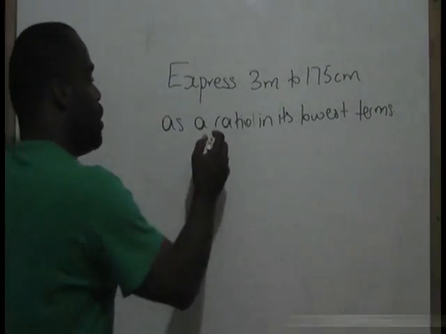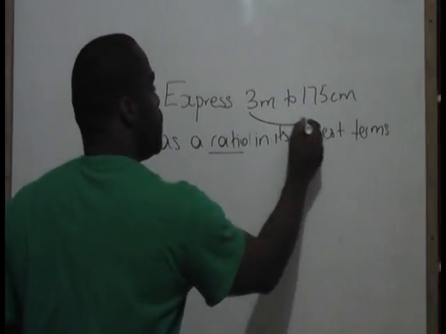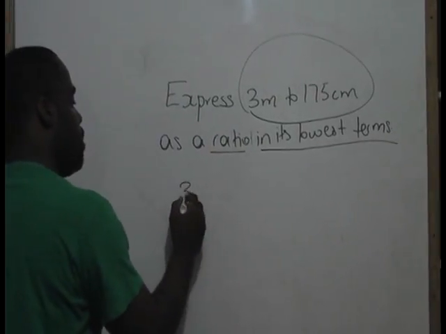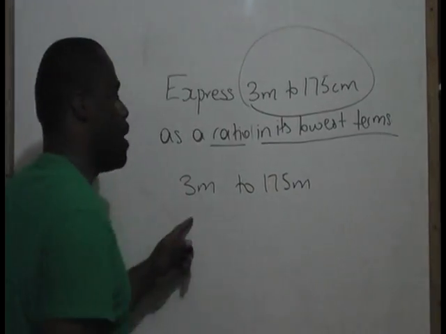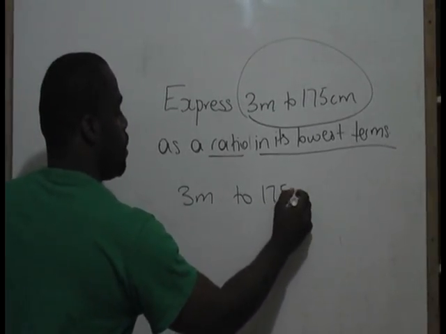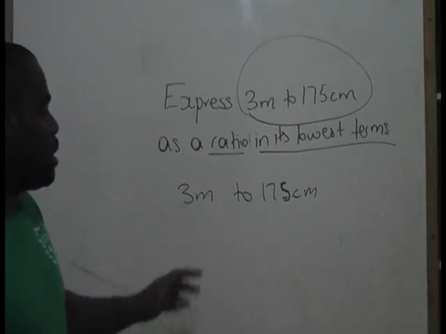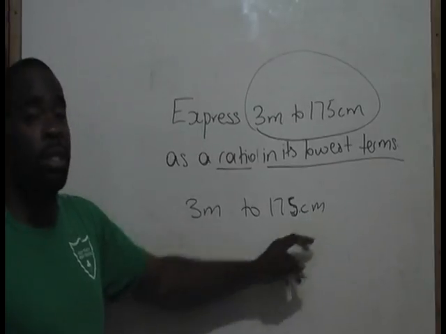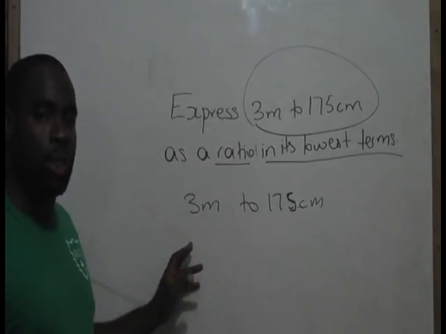So it is already a ratio, but they want you to express this ratio in its lowest term. So it means that 3 meters to 175 centimeters is already a ratio. Now the first thing you need to do is to convert meters to centimeters. Or if you want to convert centimeters to meters, you could have done that as well, but make sure that they are the same unit.